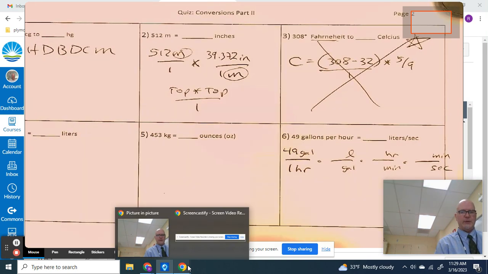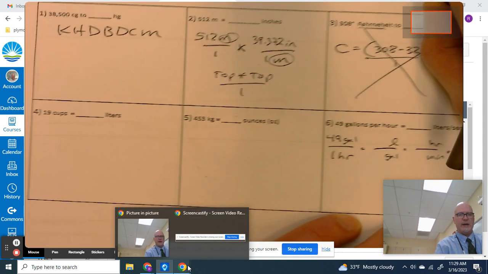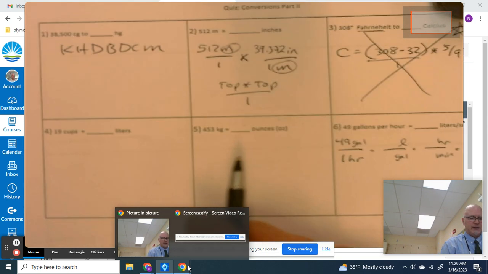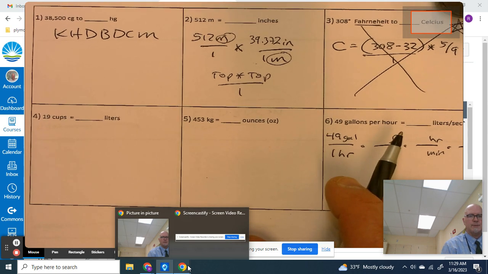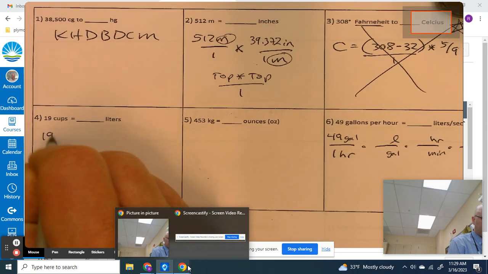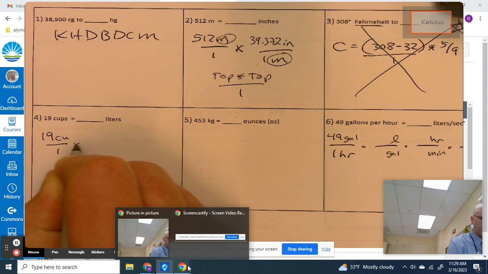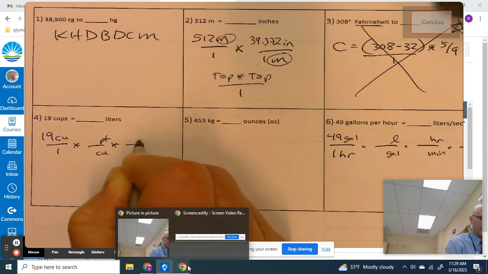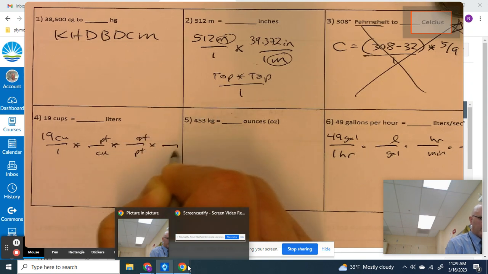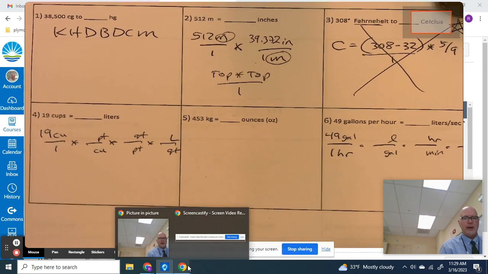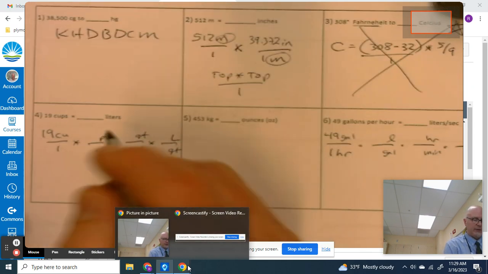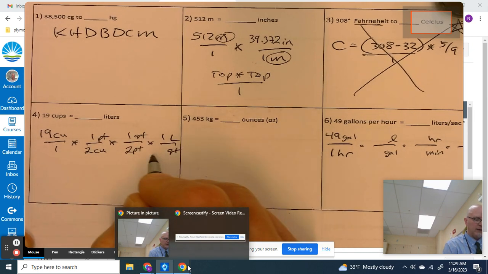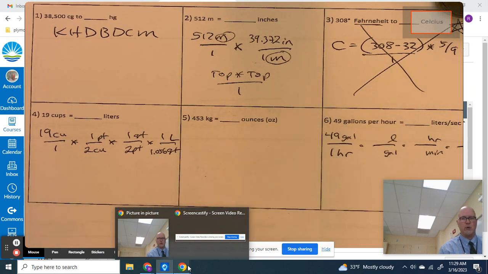So I am reviewing this with you so that you can see what kind of math we were working on previous to today's class. Here's another good example, question number 4. We would start this off by saying 19 cups over 1. And then if we looked at our fact sheet, we would have cups and pints. We'd have pints and quarts. We'd have quarts and liters. And based on that fact sheet, we should be able to put in that 1 pint was 2 cups, 1 quart was 2 pints, and 1 liter was 1.056 quarts.